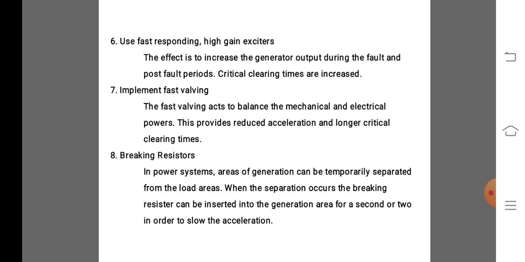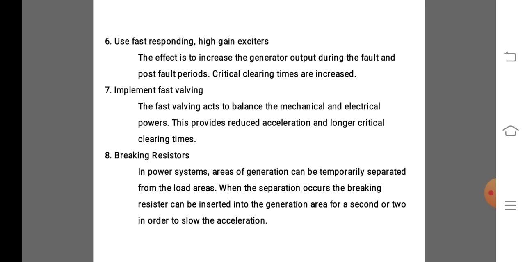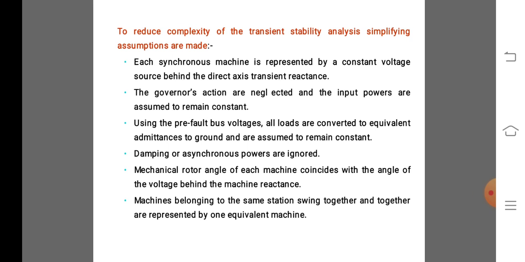Next is the braking resistor. In a power system, an area of generation can be temporarily separated from the load areas. When the separation occurs, the braking resistor can be inserted into the generation area for a second or two in order to slow the acceleration. This is to reduce the complexity of the transient stability analysis.